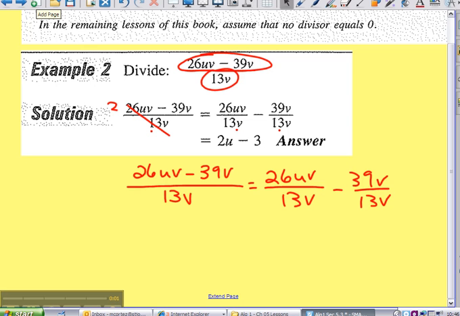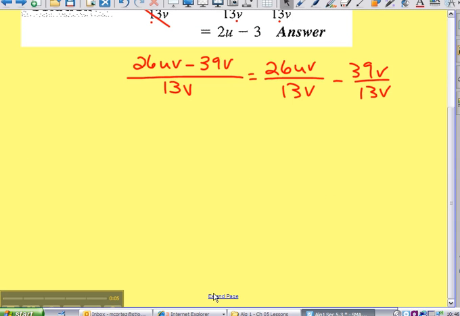Okay, guys, the last video, we left off right here. We had separated this one fraction into two fractions with the common denominator. Now what we do is treat each one of these terms individually, okay? The v's cancel, gone, okay?